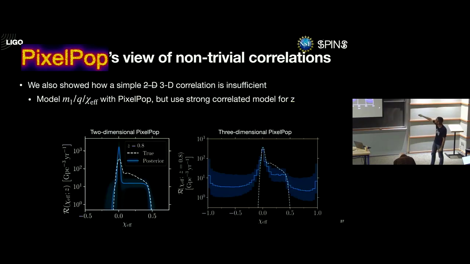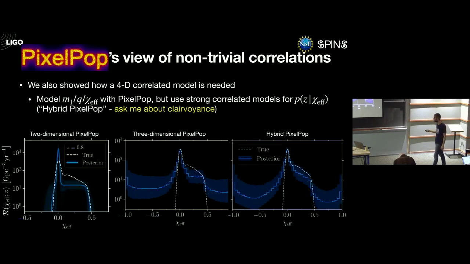Okay, not great. So the next obvious step would have been to run with a 4-dimensional pixel pop, where you just model everything in an unmodeled fashion, allowing for arbitrary correlation. We cannot quite do that yet. I'm happy to discuss this later. We have used something we call a hybrid pixel pop model, where we have still only included M1, Q, and chi-effective in the correlated part of the model.